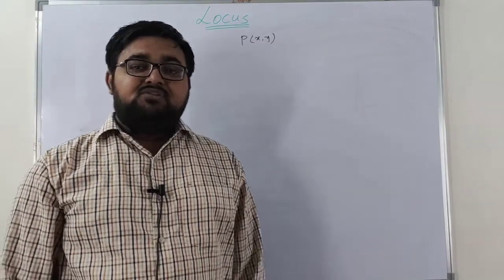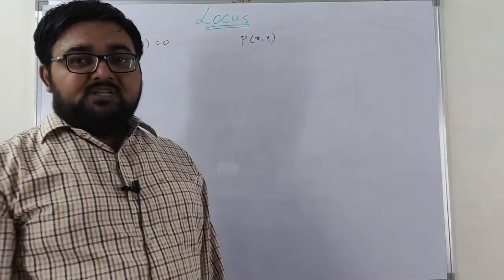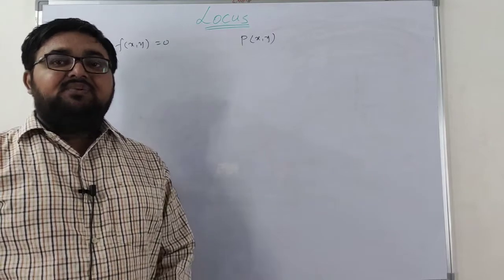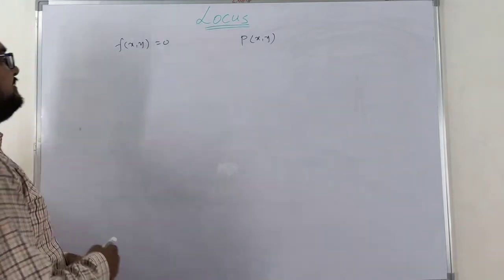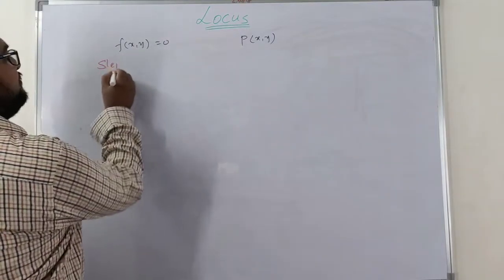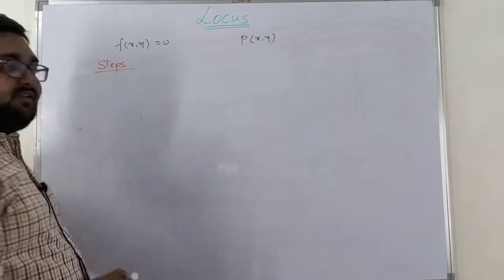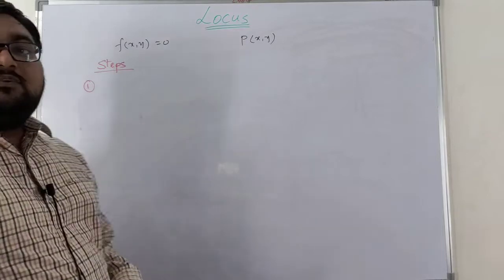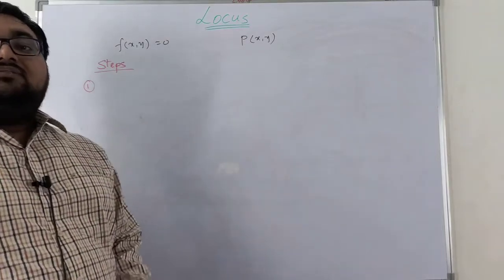So how to find the locus of a point? First of all, we need to have the step by step procedure. We need to know the steps, right? So the steps that we need to follow to find out the locus of a point. So first of all, the first point. What is the first point?